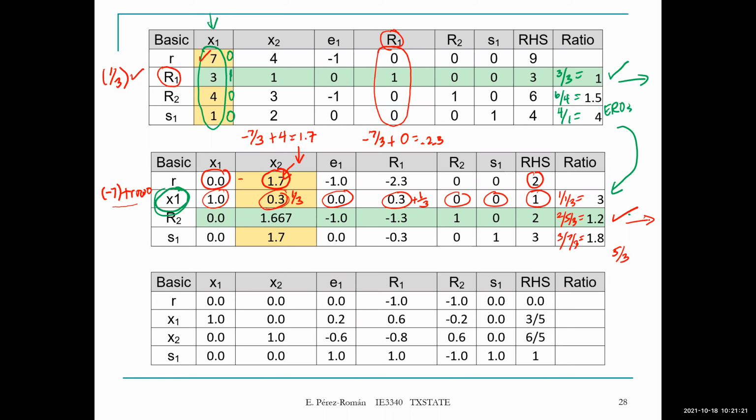Okay. So as you can see, the two-phase method is a little bit longer than the big M method. The only advantage of the two-phase method is that we don't need to find a coefficient M to solve our problem. But the disadvantage is this takes more time.